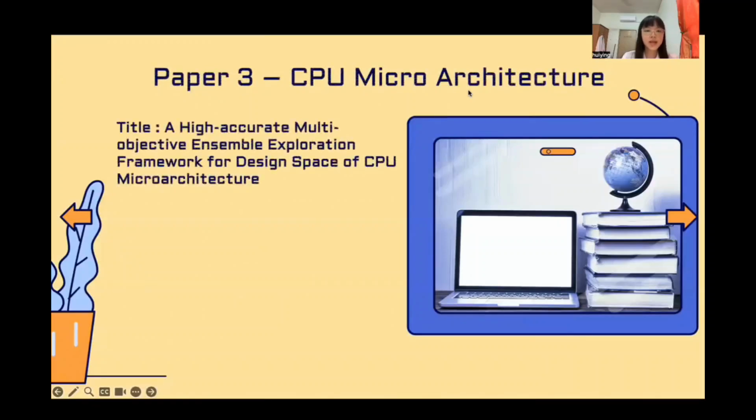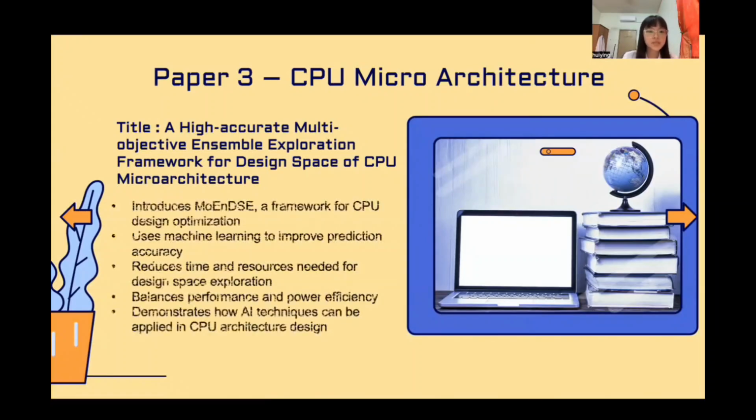The third paper is a high-accuracy multi-objective ensemble exploration framework for design space of CPU microarchitecture. This paper introduced multi-objective ensemble design space exploration, a framework for CPU design optimization, which uses machine learning to improve prediction accuracy. It reduces time and resources needed for design space exploration, balances performance and power efficiency, and demonstrates how AI technology can be applied in CPU architecture design.